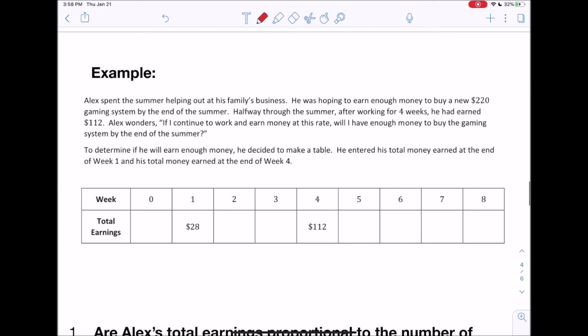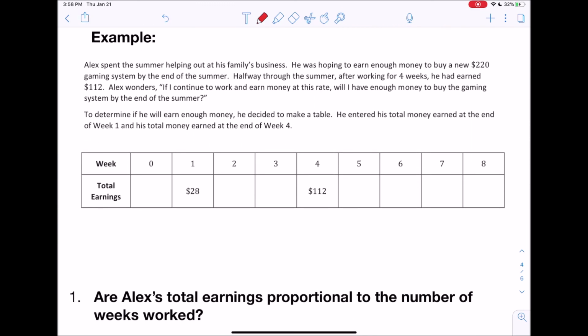Okay, let's take a look at the next one. Alex spent the summer helping out his family's business. He was hoping to earn enough money to buy a new $220 gaming system by the end of the summer. Halfway through the summer, after working 4 weeks, he had earned $112. Alex wonders, if I continue to work and earn money at this rate, will I have enough money to buy the gaming system by the end of summer?